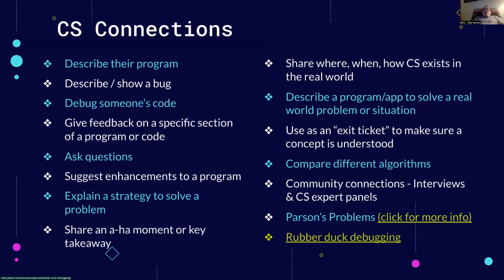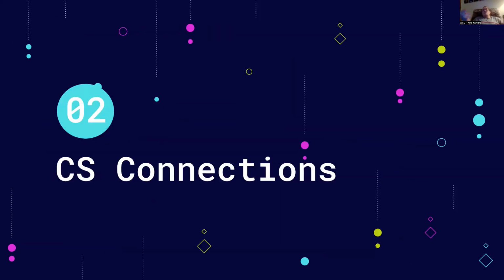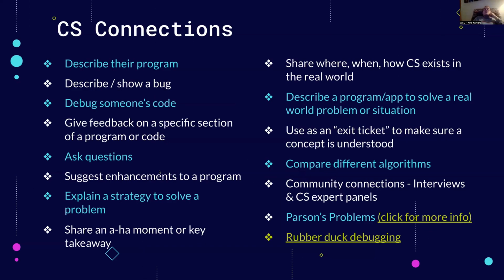Share an aha moment, if they figured something out. Share when, where, and how CS exists in the real world. Try to provide that connection, and do it in the real world, but locally too, in your local community. Where could this be used? Who would use this in our community? Why is this important? Try to make it locally real to the student.